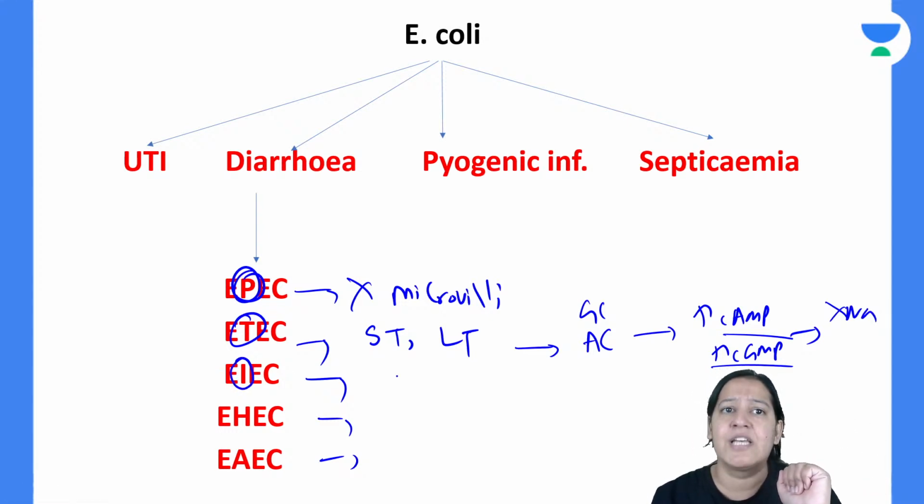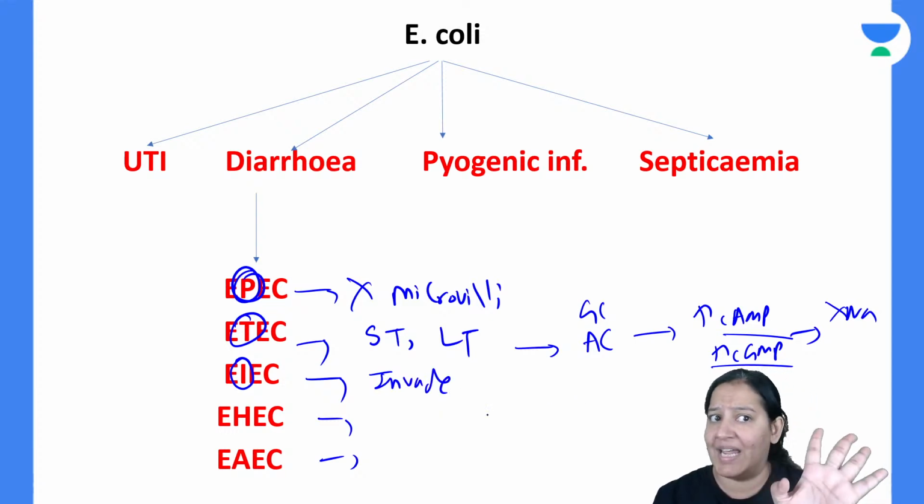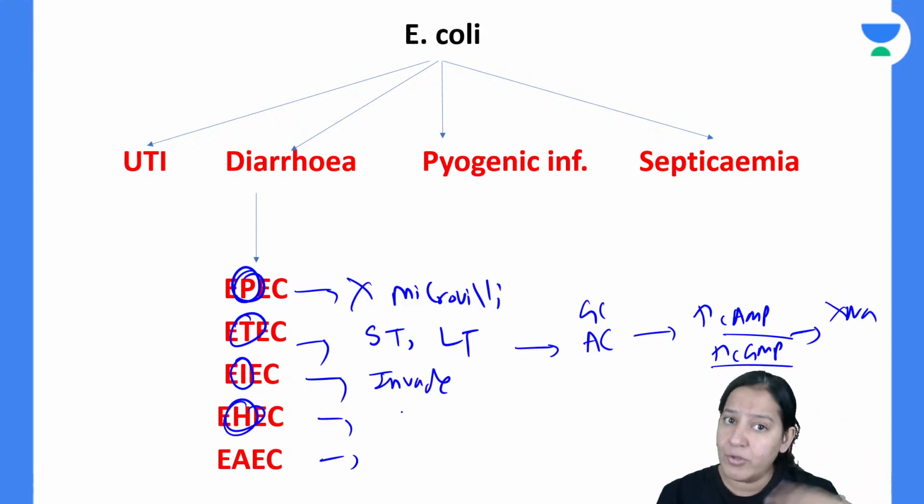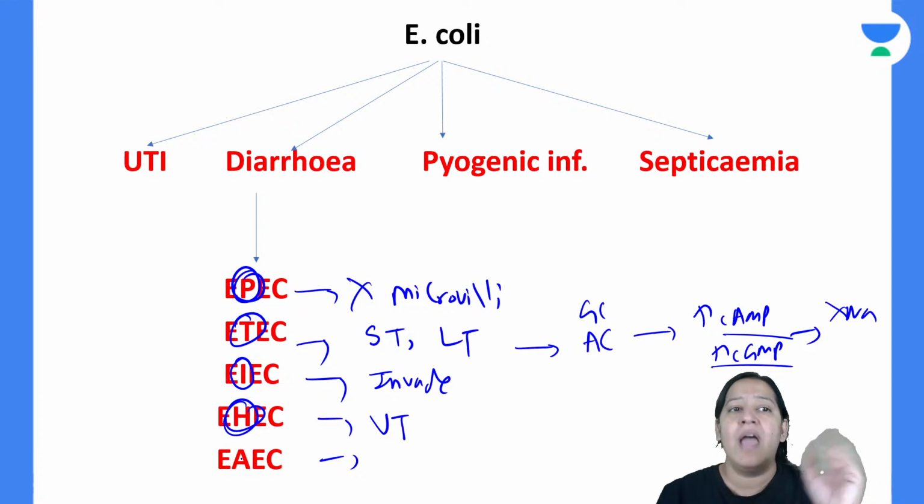The third is invasive. Actually the bacteria will invade. Bacteria खुद अंदर जाएगा, उसका toxin नहीं. Enterohemorrhagic produces a toxin known as verotoxin, like Shiga-like toxin, and enteroaggressive produces a toxin which is known as EAST.